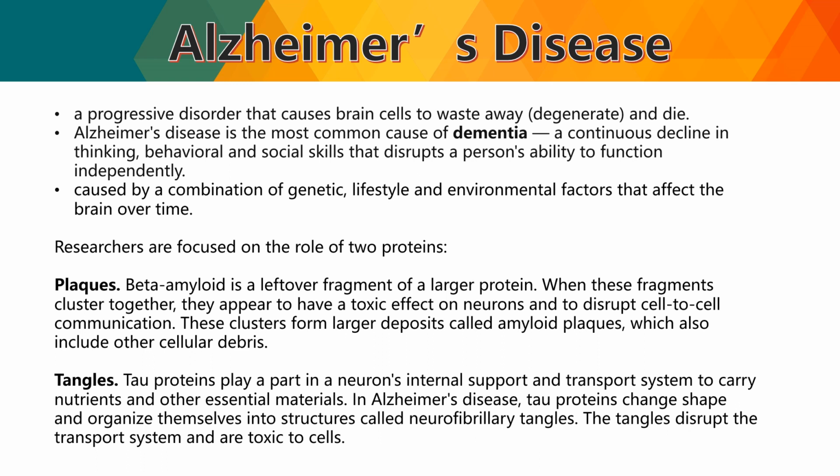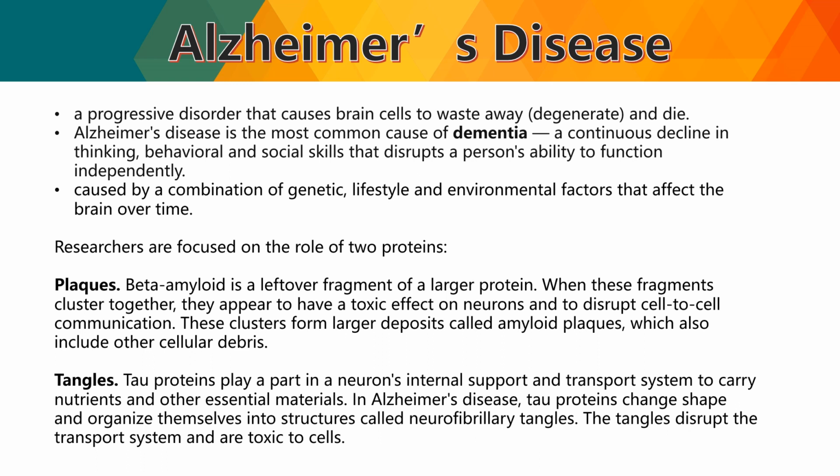So, it is a continuous decline in thinking, behavioral, and social skills that disrupts a person's ability to function independently. So, it is caused by a combination of genetic, lifestyle, and environmental factors that affect the brain over time. So, researchers are focused on the role of two proteins in determining your Alzheimer's disease condition. So, first, you have the presence of your plaques. So, beta amyloid is a leftover fragment of a larger protein. When these fragments cluster together, they appear to have a toxic effect on neurons and to disrupt cell-to-cell communication. This clusters from larger deposits called amyloid plaques, which also include other cellular debris.